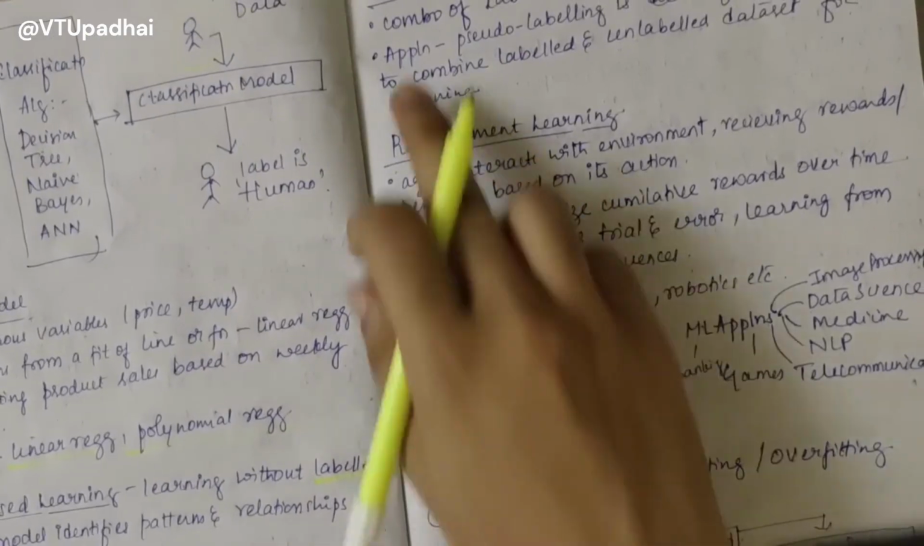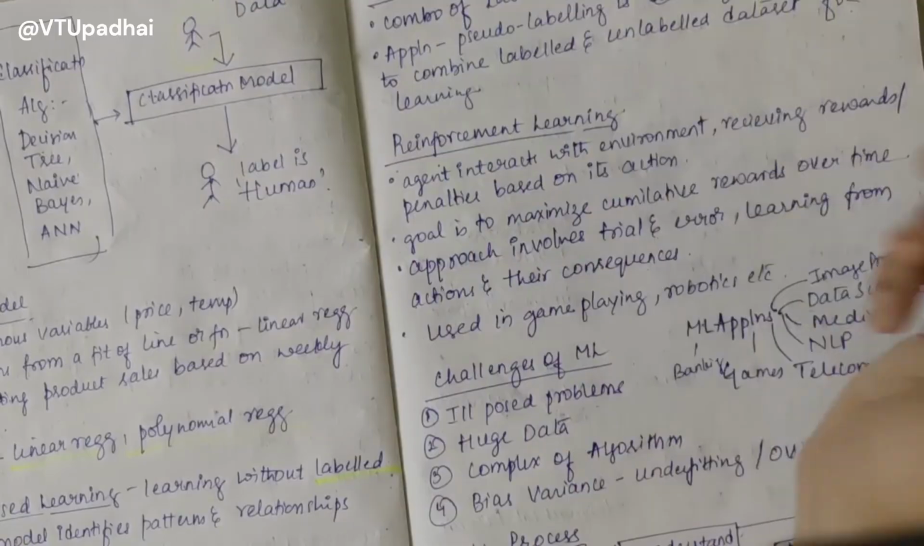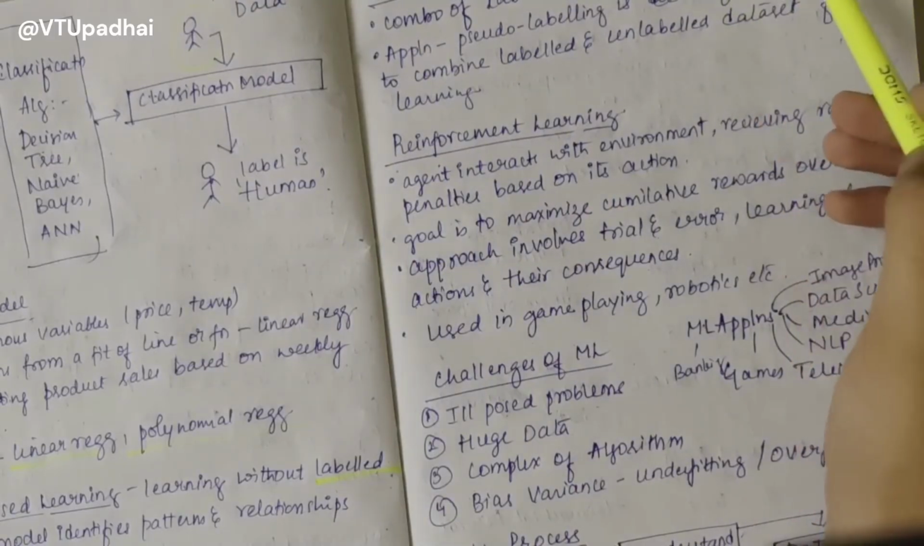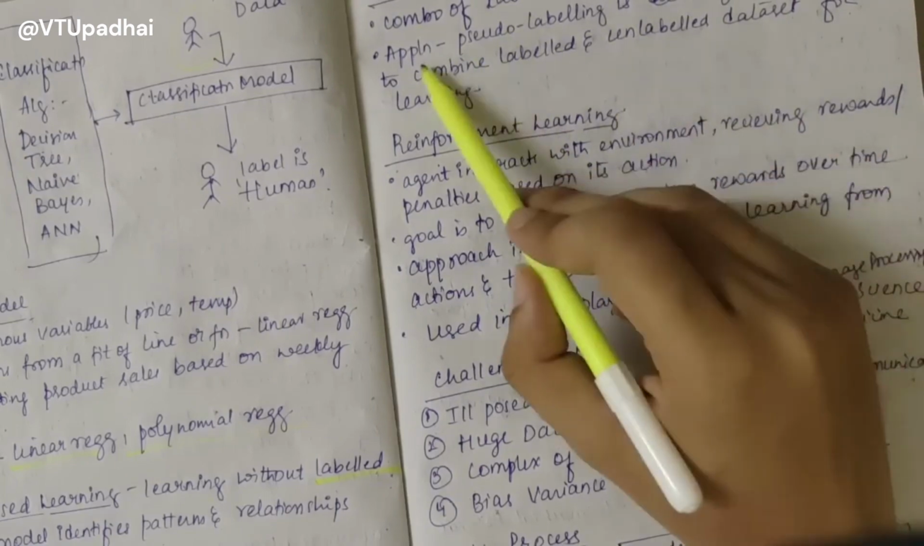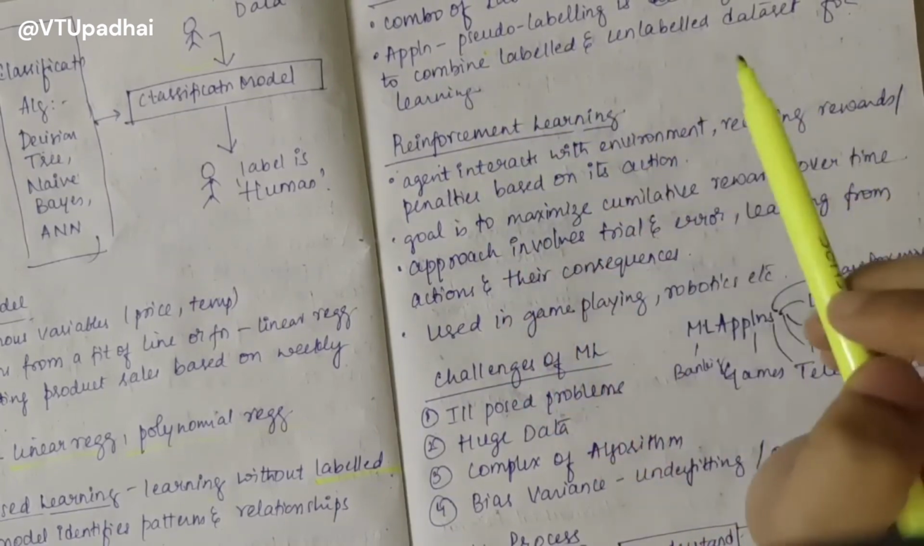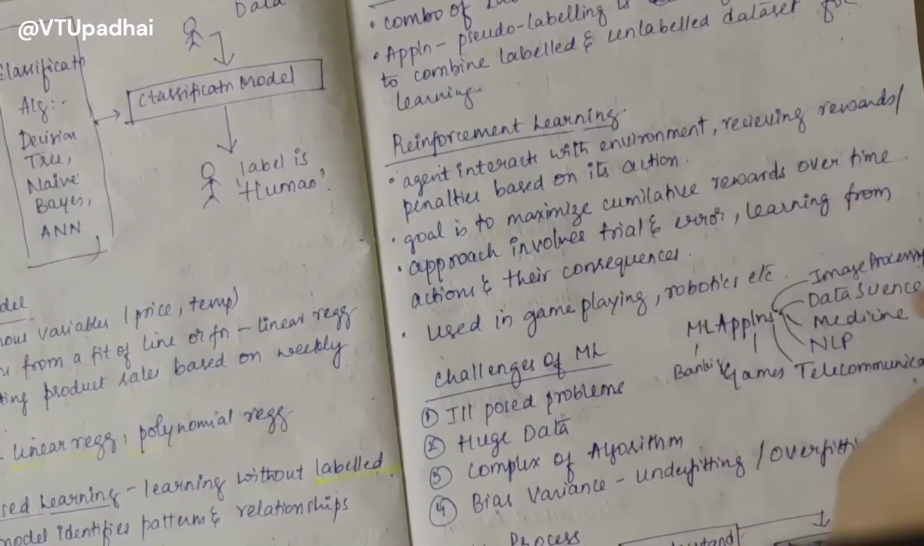Then we have semi-supervised. In semi-supervised, we have a combination of labeled and unlabeled data. So here the unlabeled and labeled data is taken. The application is pseudo labeling, which is often used to combine labeled and unlabeled data sets for the learning.